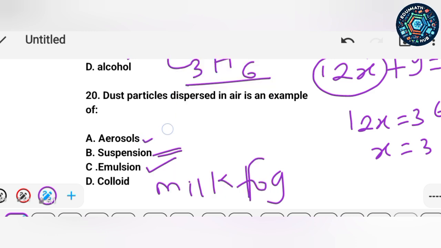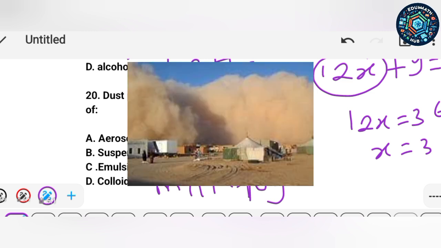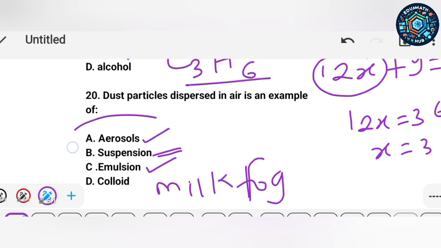But an aerosol is when you have dust particles or tiny particles that are dispersed or suspended in a liquid medium or gaseous medium. Aerosols do not settle. They take a very long time before they can settle. So the answer to this question, dust particles dispersed in air, is an example of aerosol. Aerosol, that's the answer to that question. Now let's move on.